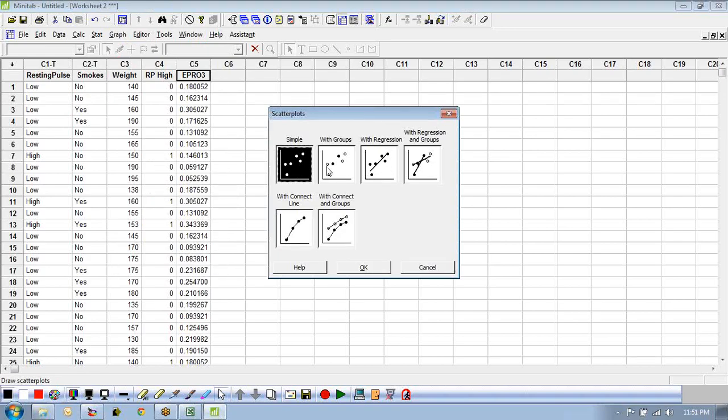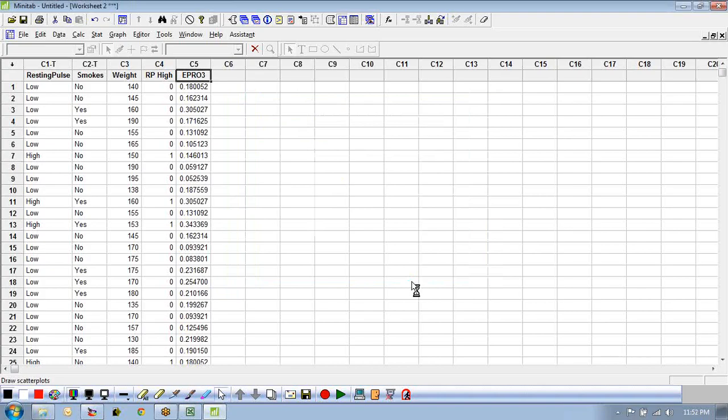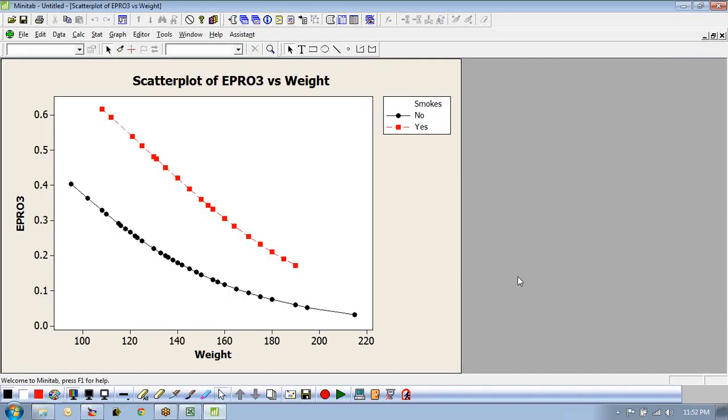Here I'm going to do a scatter plot with groups. I'll do it with connect in groups, and you'll see it's kind of interesting. I'll do ePro by weight, and then I also want to put in the categorical variable of smokes. Check this out. It's a cool plot. And there you have it. This is pretty good because it shows what the function is for a smoker and what the function is for a non-smoker in terms of that probability. You can see that the heavier they go down, the lower the probability that they have a high resting pulse.